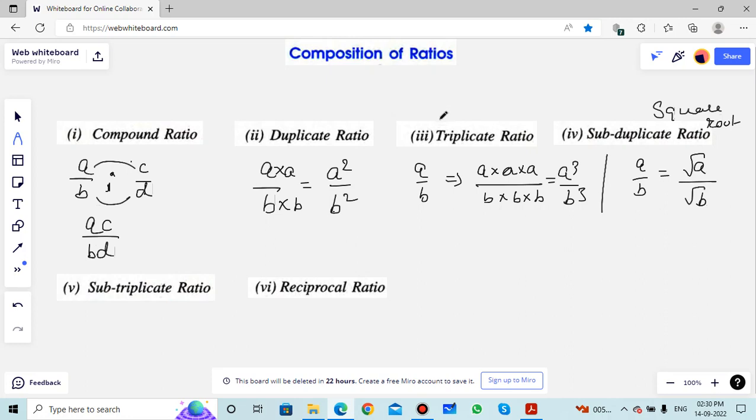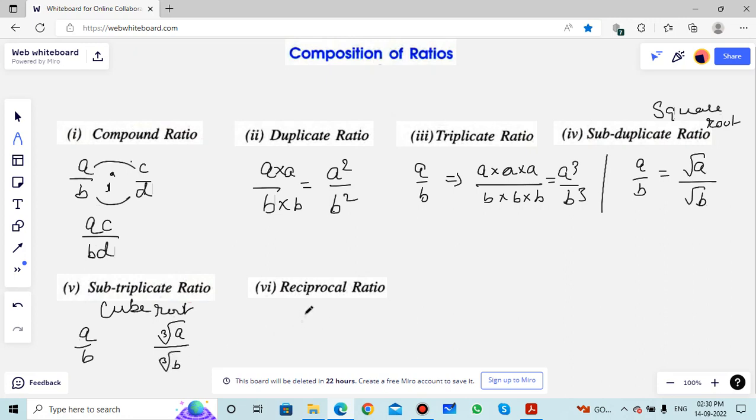Triplicate means the same thing multiplied 3 times. Duplicate means something multiplied 2 times. Or we can say triplicate means the cube of the ratio. Subtriplicate will be the cube root. For example, there is A is to B, then the subtriplicate of this one will be cube root of A and cube root of B.